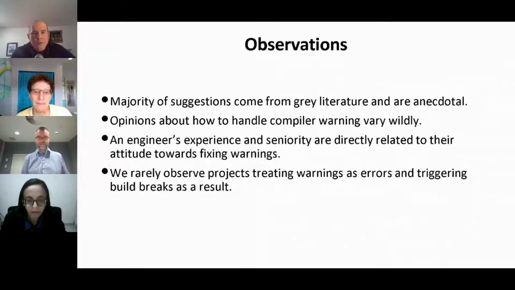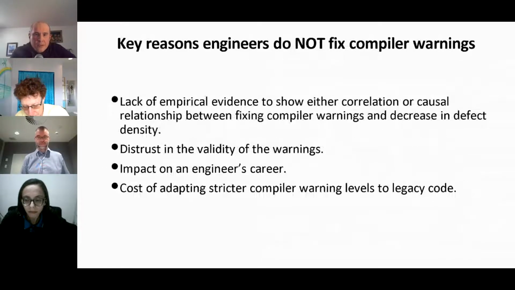When it comes to a zero tolerance policy, for example, making sure that warnings break a build or are not acceptable, in industry, we almost never see it. I mean, the only known evidence we have is projects like flight software or space software using this type of practice. So now, why don't engineers fix warnings?